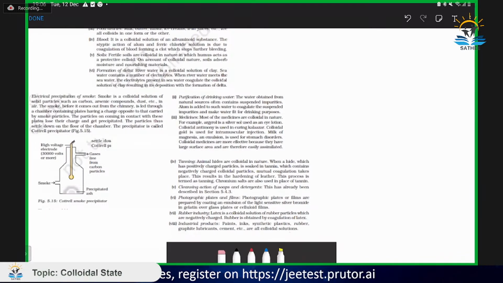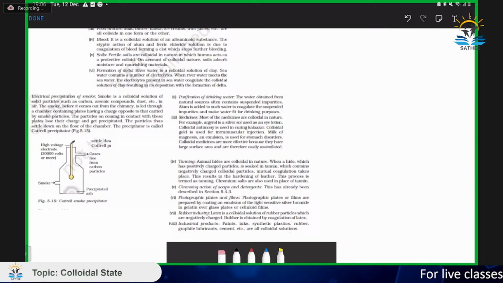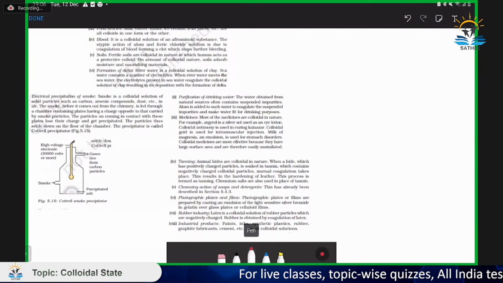Purification of drinking water, that's obviously your RO filters and all, are this application. Medicines, your medicinal phenomena is a matter of colloids. Your enzymes are colloids. So your enzyme study is a study of medicine. Your medicines is a study of enzymes, and your enzymes are colloids. So medicines, I guess. Actually, this is important.